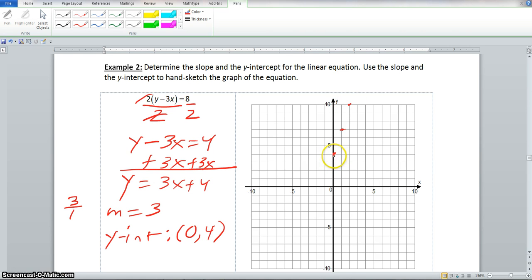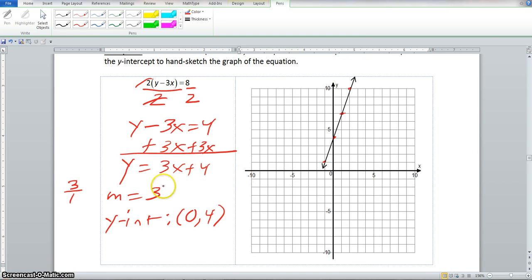Now, if we want to create another point, remember, since this is positive, if we made 3 negative and 1 negative, it would still give us a positive 3 answer. So what we could do is our rise could be 3 down, 1, 2, 3, and 1 to the left. Now we need to connect those points. And I took the liberty of connecting those points with this line to make it as straight as possible. So this is the graphing of the equation using the slope and the y-intercept.